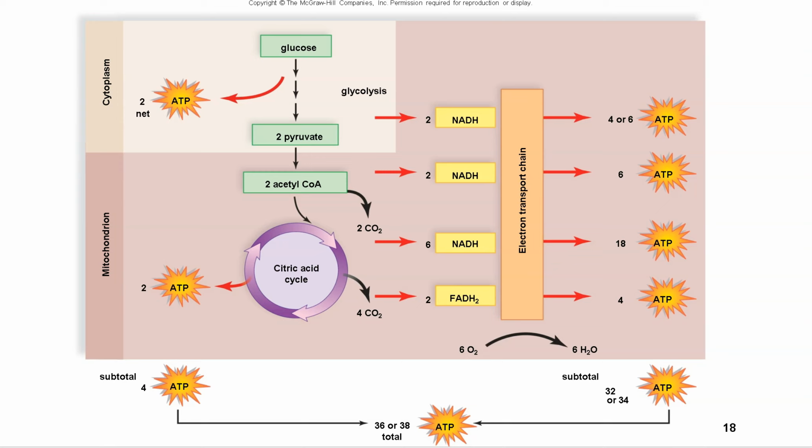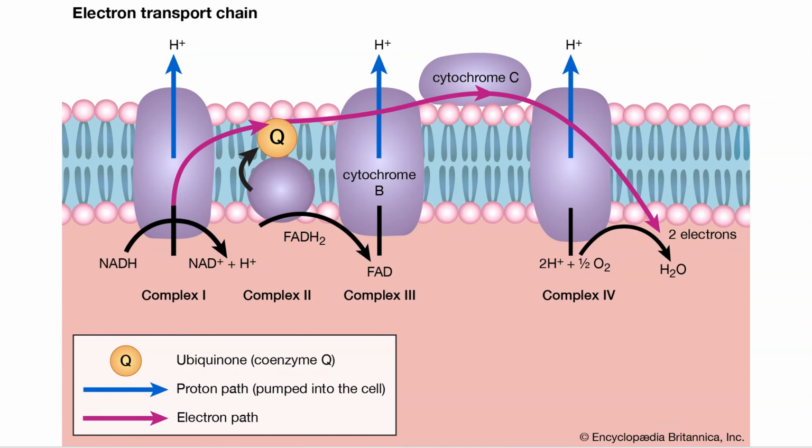So here's the big picture, right? This is all of it together. 1, 2, 3, and 4. The goal is to make ATP. Need to know the roles of NADH and FADH2. Need to know the 4 different steps: glycolysis, prep reaction or pyruvate oxidation, Krebs cycle, oxidative phosphorylation, with the ETC. There's the electron transport chain. Okay.